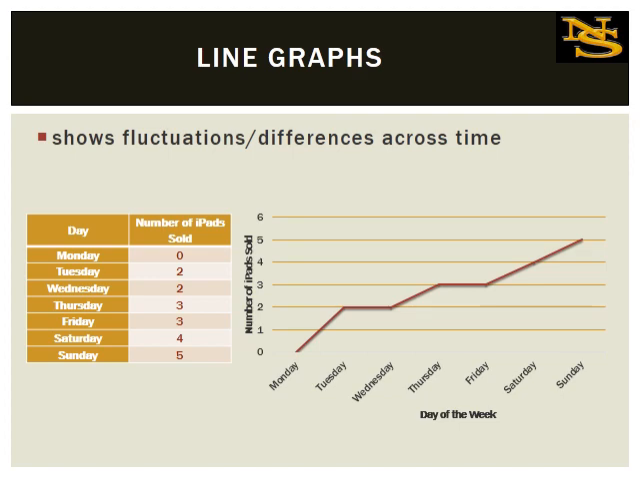Now remember, on the previous slide, I said that if you want to look at fluctuations or differences across time, then a line graph is the best way to go. So you'll see that here. You'll see that the height of where the line kind of stops above the day corresponds to the frequency or the number of iPads. So for instance, Monday, 0, Tuesday, 2, all the way up to Sunday where we sold 5 iPads, and you'll see that there.